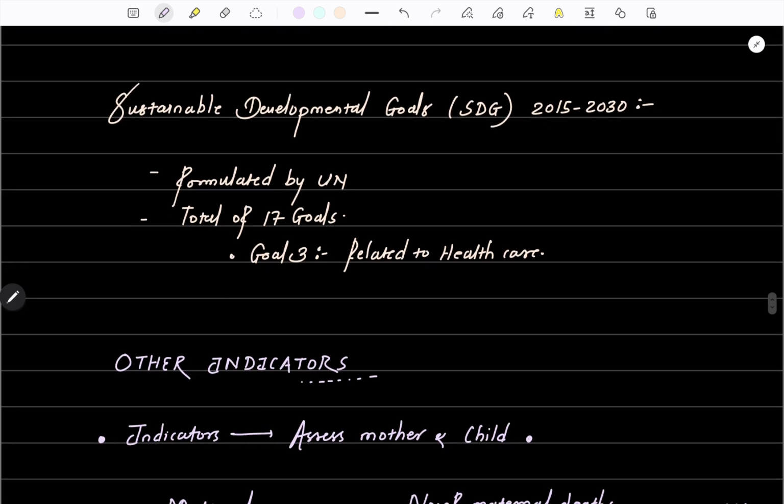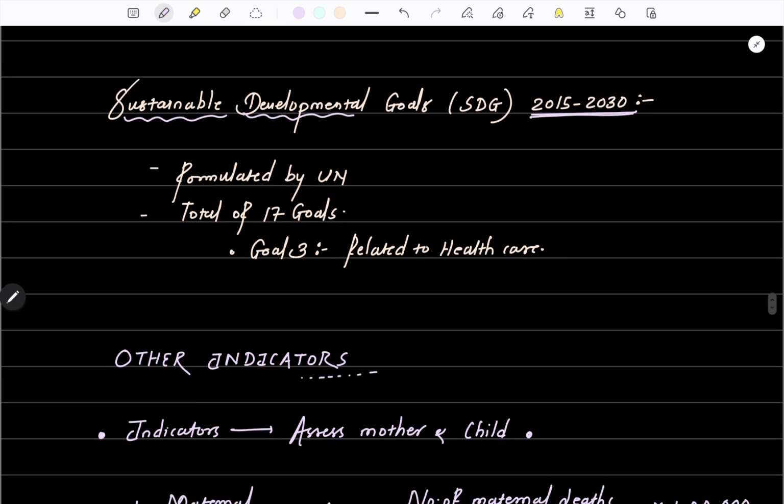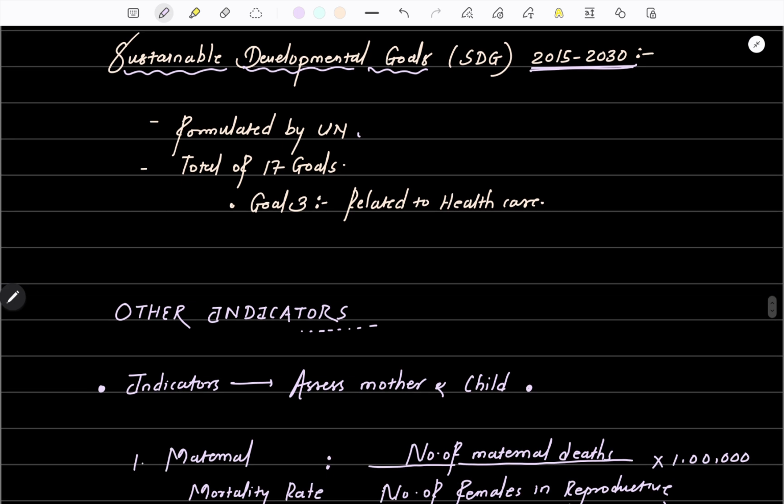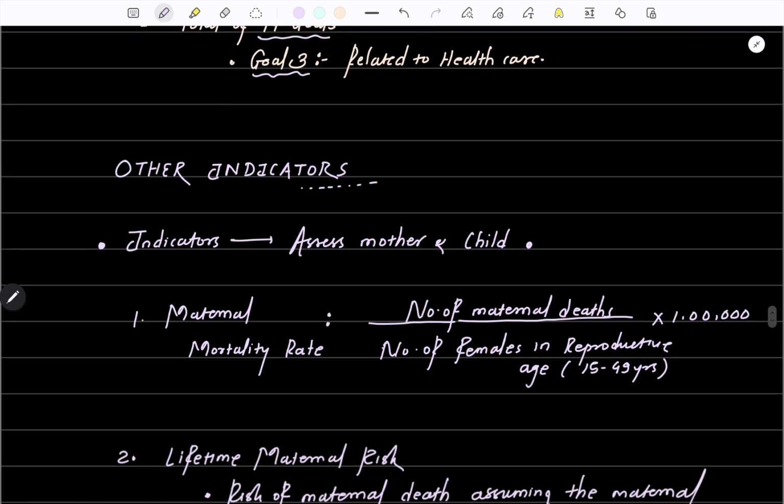Sustainable Development Goals, for the years 2015 to 2030. These are very important actually. You just have to remember 2 points: Sustainable Development Goals are formulated by the UN, and there are a total of 17 goals. In that, goal number 3 is related to healthcare. Just this much information is sufficient.